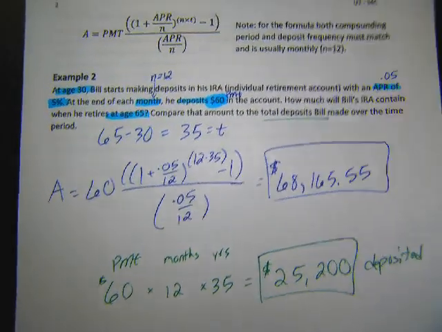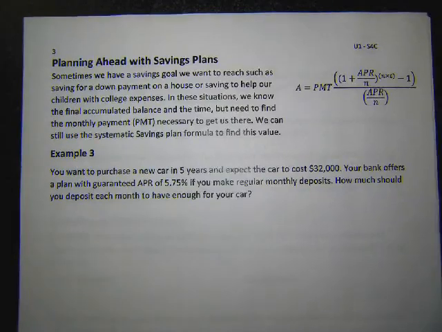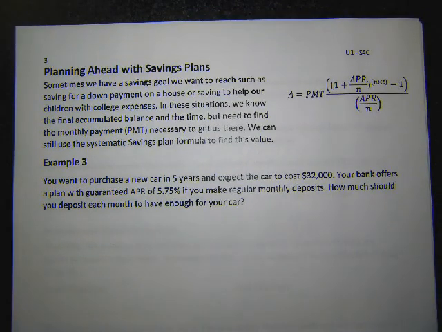Yeah, there's one more way we can use this formula. We can use it to plan ahead. Sometimes we don't know necessarily how long we need to save, or maybe we don't know what our payment would be. But we do know what we want our final amount to be. And so we can go back and find our payment, especially if we decide how long we have to get there.